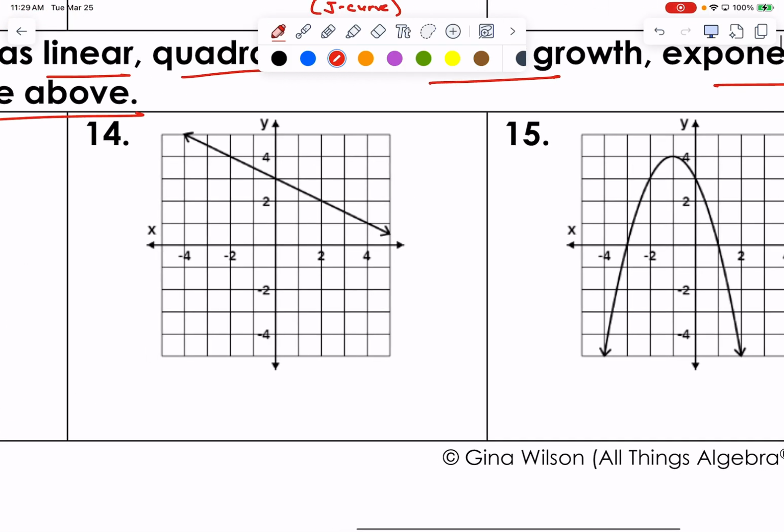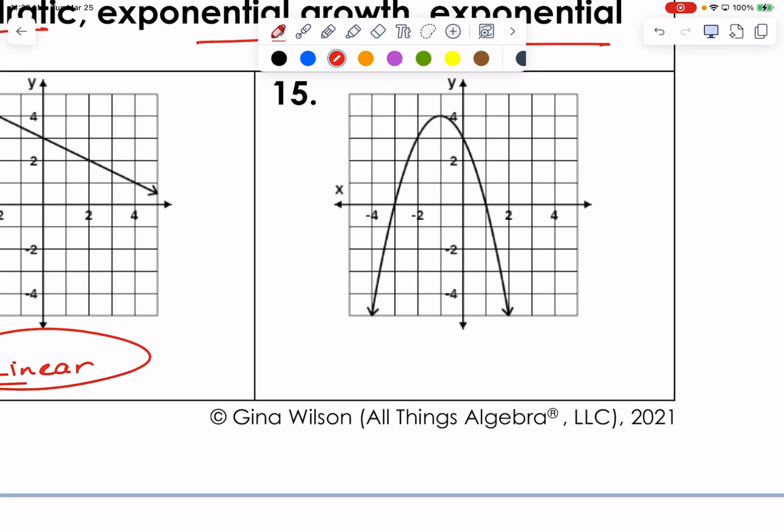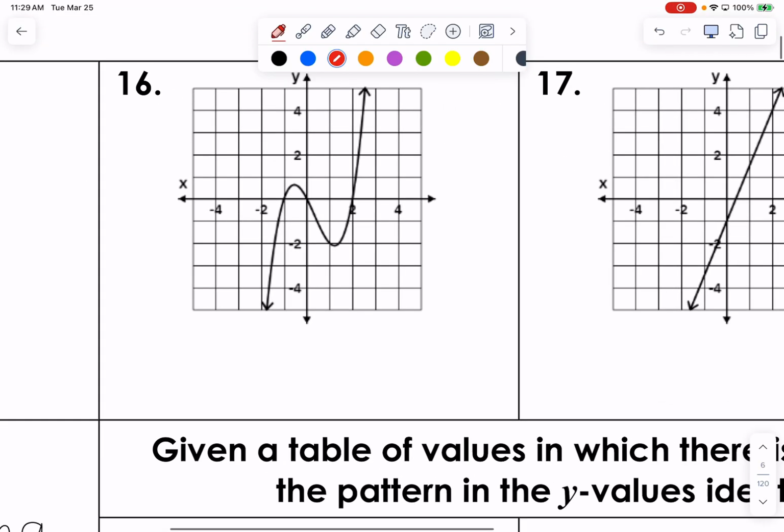All right. What about number 14? Raise your hand if you can tell me 14. Go ahead, James. Linear. All right, somebody else. Number 15. Raise your hand. Go ahead, Miles. Quadratic. You like this stuff? It's pretty easy, isn't it? Quadratic. All right, number 16.